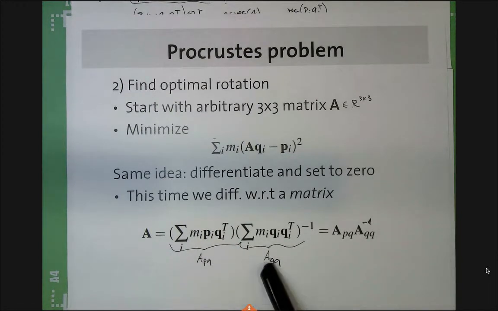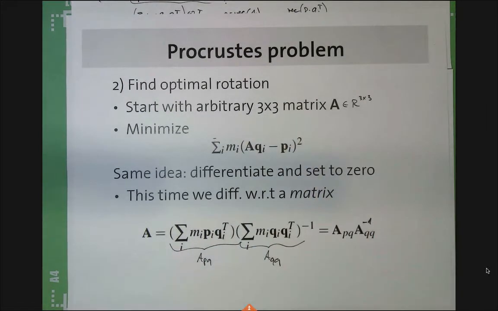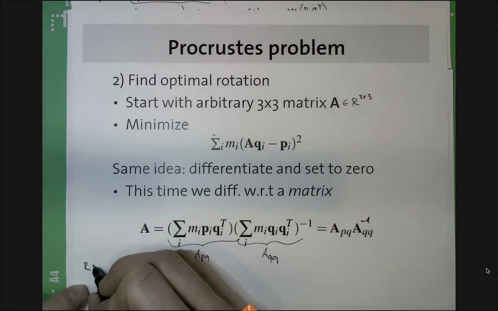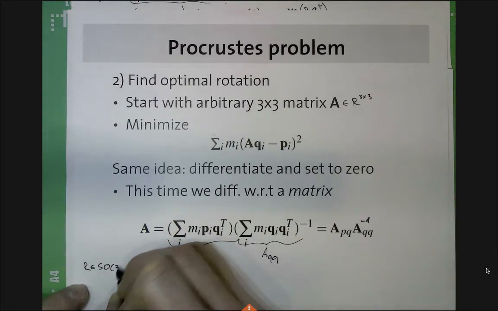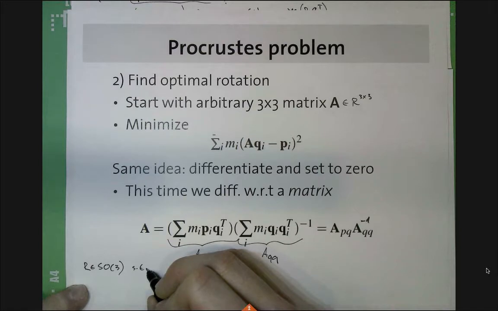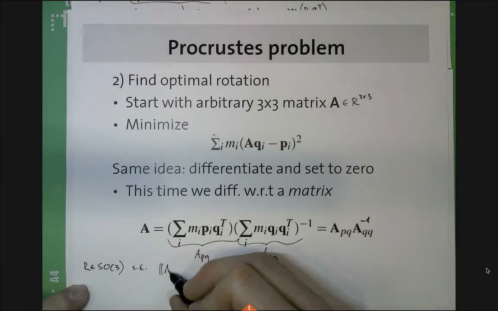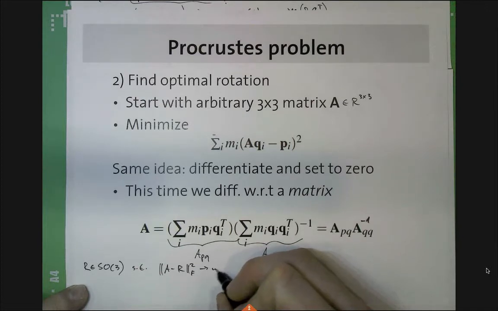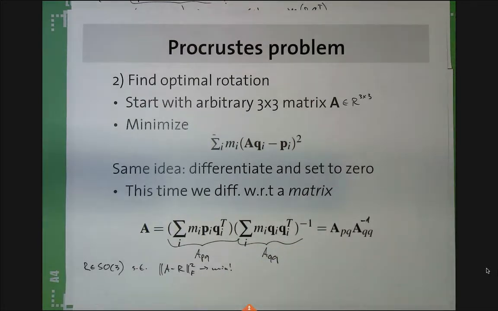Now, this is just the optimal linear transformation. So if I want to find the optimal rotation, what do I need to do? I need to find a rotation R, so that R is a rotation, R is from SO(3), such that the difference between A and R, Frobenius norm squared, is minimized, right? So do you know what the solution is? How do I get the R matrix?